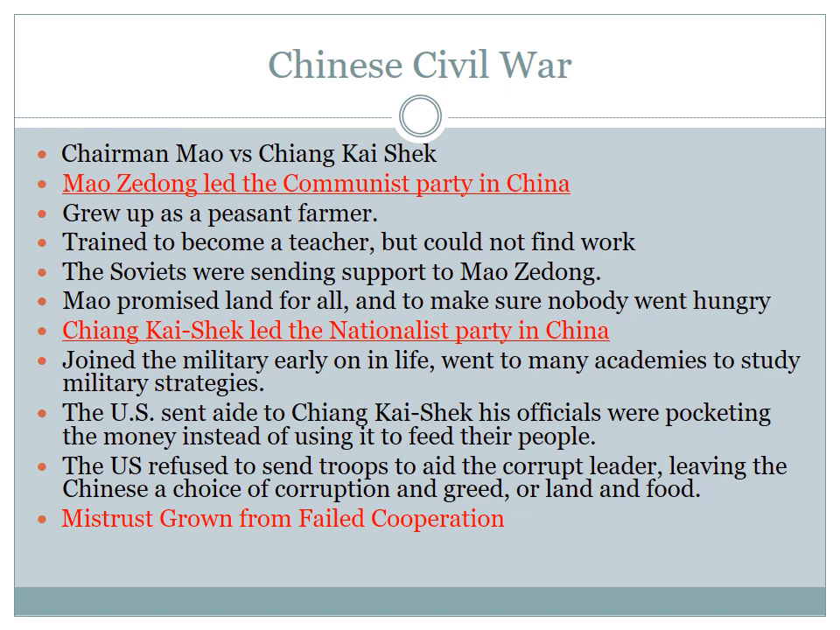He had been supported by the US, and aid was also sent to him by the Americans to help feed the people. But most of the money was exploited by the high officials of the Chiang Kai-shek party. The US refused to send troops to aid the corrupt leader, leaving the Chinese a choice of corruption and greed or land and food.